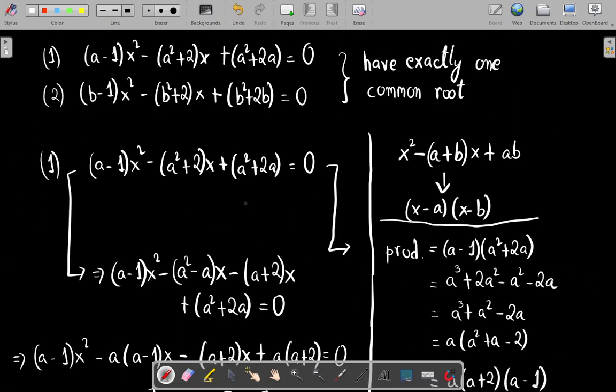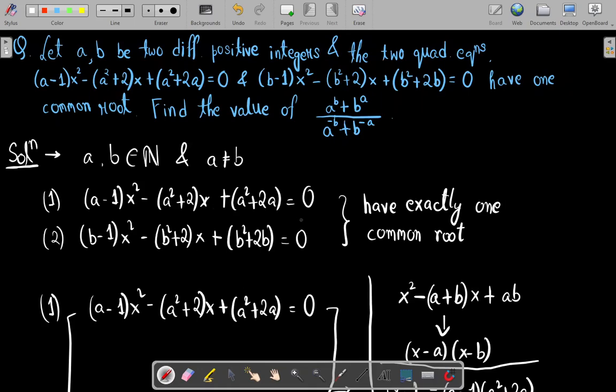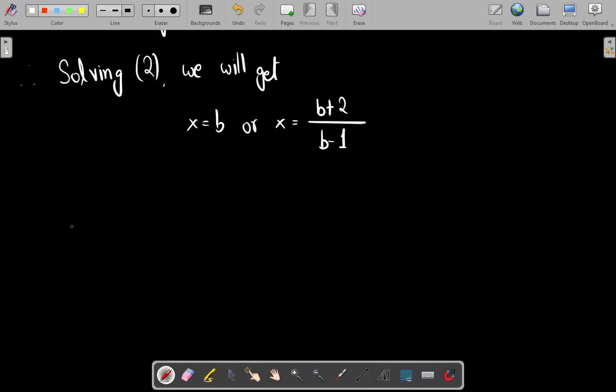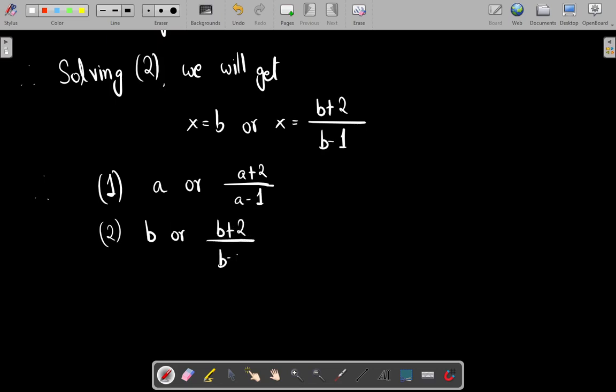So these are the four roots from these two equations. Okay. Now it is given that there is exactly one common root. So let us first write the roots. The roots from equation 1 are a or a plus 2 upon a minus 1. And from equation 2, the roots are b or b plus 2 upon b minus 1. Okay. These are the roots.